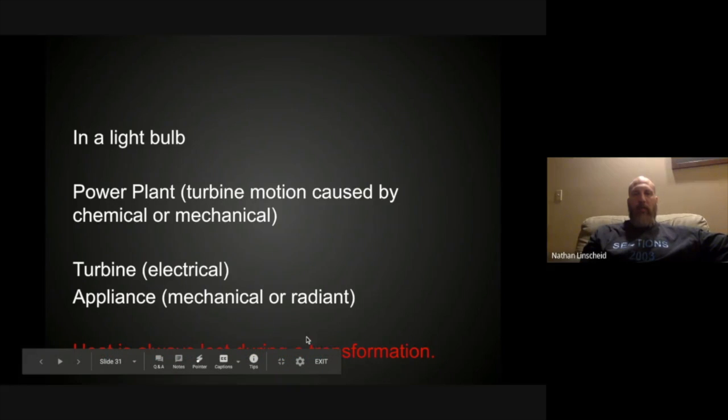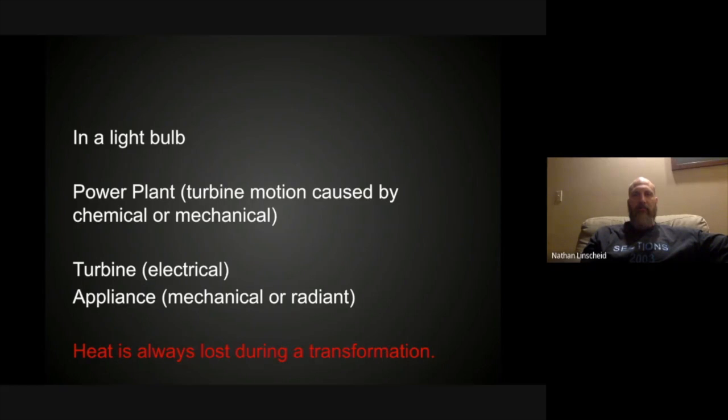No matter what type of transformation we undergo, though, heat is always lost. All right, that is the end.